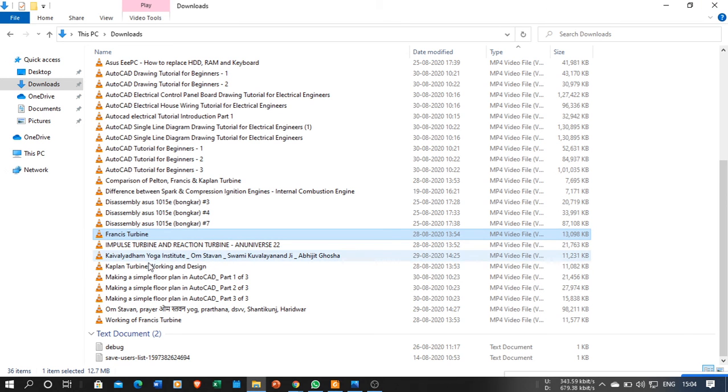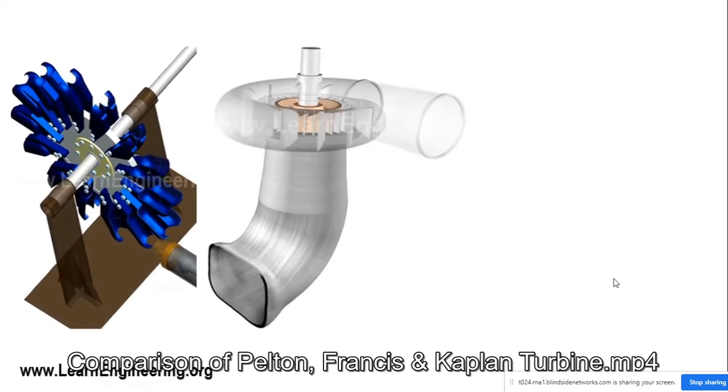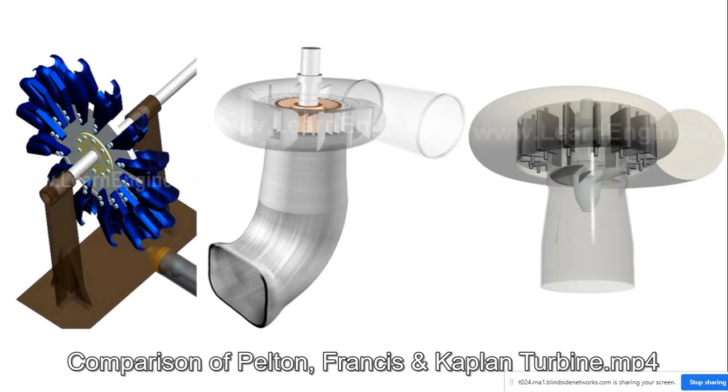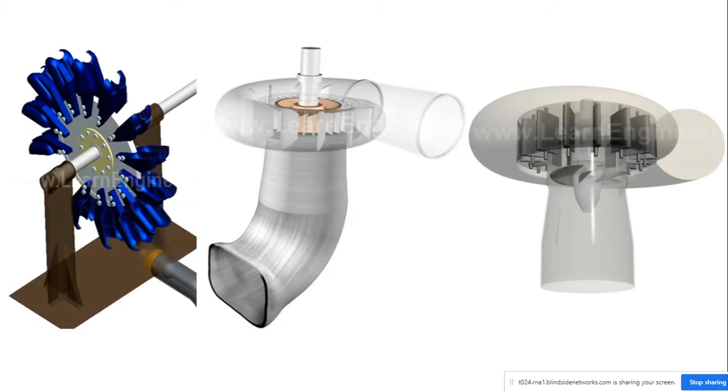Okay, then we will just discuss the examples comparison. Okay, the working of Francis turbine. Pelton, Francis, and Kaplan are the most commonly used hydraulic turbines.